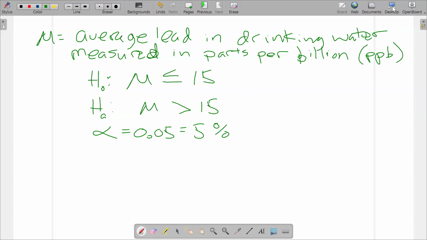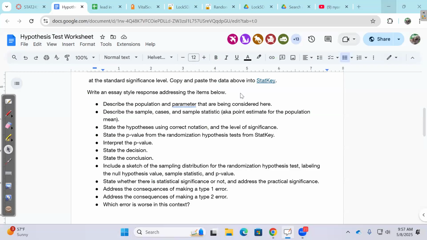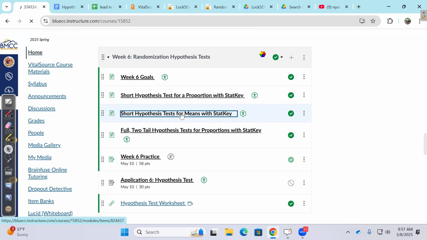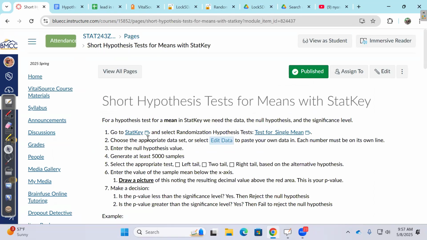All right, so here we go. So ultimately, I want to address all this stuff here. In particular, our current goal is to get the p-value. And if you forgot how to get a p-value, I've got these summaries of how to do it. So I'm just going to refer back to this. I need to go to STAT243, single mean, edit in my data, set the hypothesis value. All right, so let's do that.